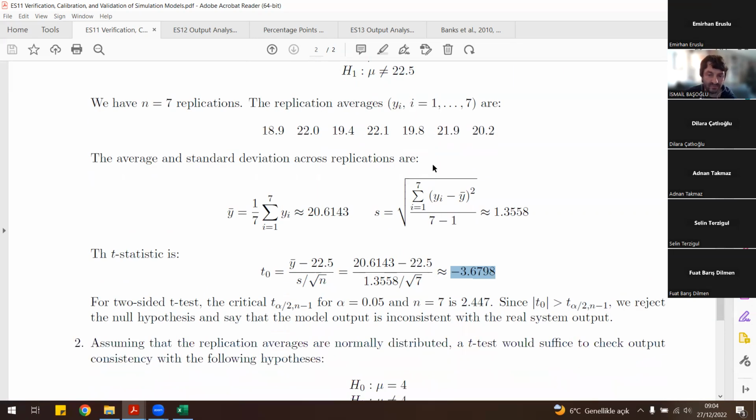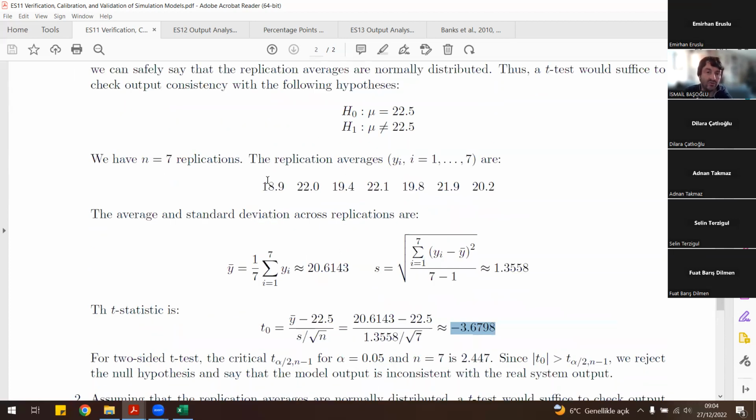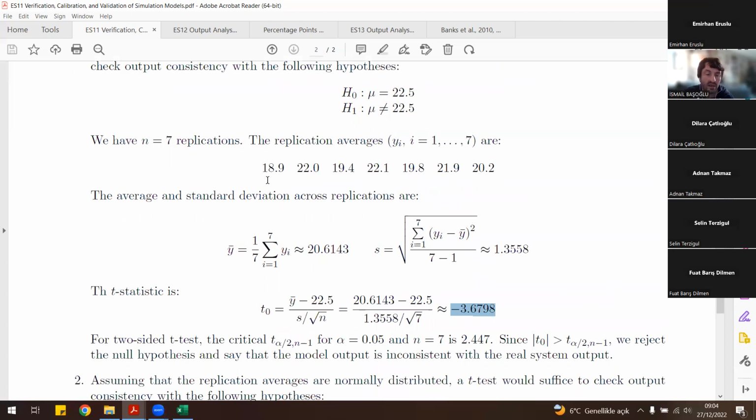Okay, so this indicates what? This indicates the model outputs are inconsistent with the real system output. Therefore, there's a certain discrepancy between the model that we have developed and the original system with respect to the performance metric that we are considering here, which is the number of jobs in the system. Therefore, we need to update our model.